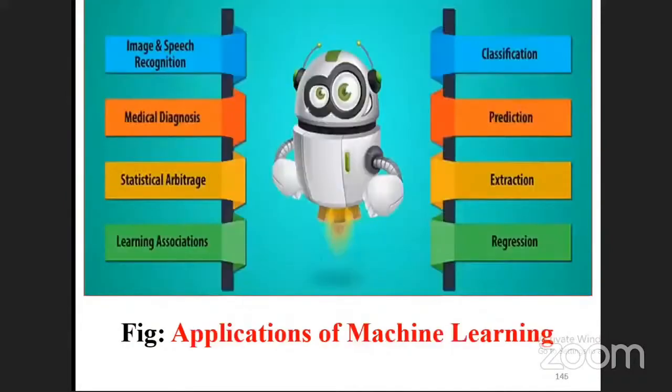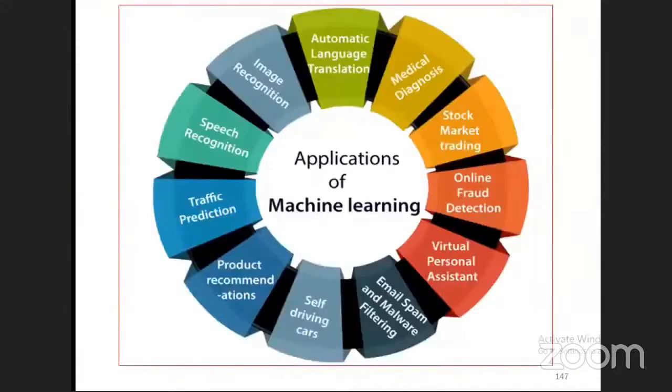Applications of machine learning. Especially check, my dear friends, we are using image and speech recognition applications, medical diagnosis, statistical arbitrage, learning associations, classification, prediction, extraction, regression, various applications we are solving under machine learning. These are the applications of machine learning: automatic language translation, medical diagnosis, stock market trading, online fraud detection, virtual personal assistance, email spam and malware filtering, self-driving cars, product recommendation, traffic prediction, speech recognition, image recognition, automatic language translation, etc.